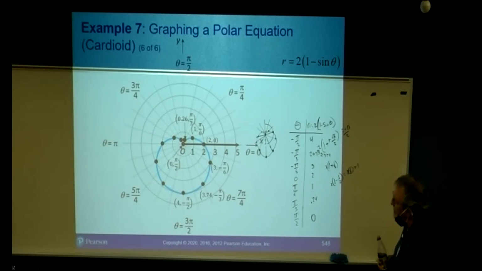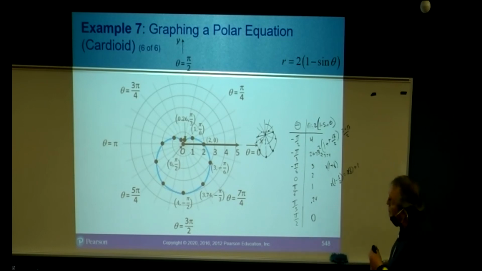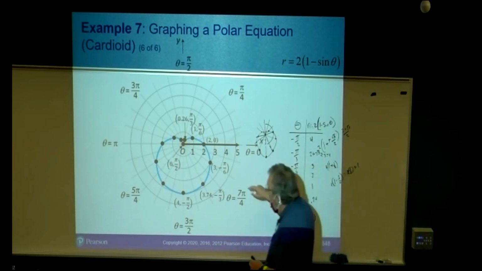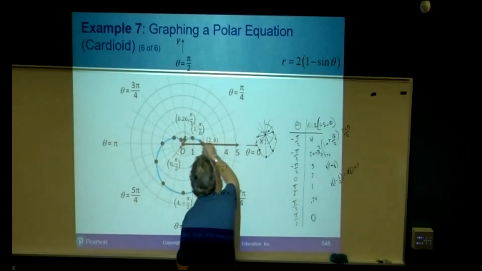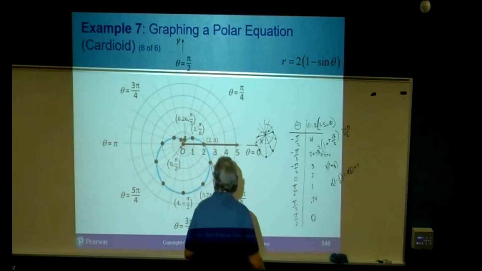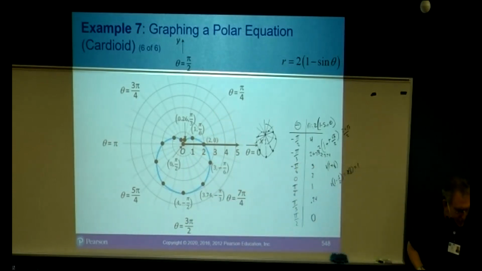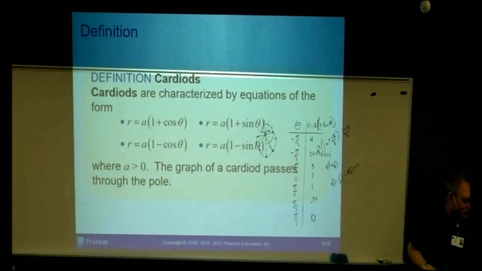That's what I need to do. I need to get one of those things and put it up here. They had this being every pi over 12 here, but that's not necessary. And we're past time, and this is called a cardioid.